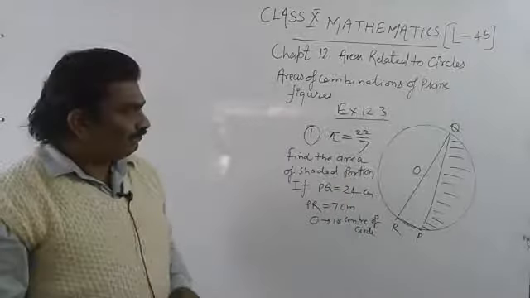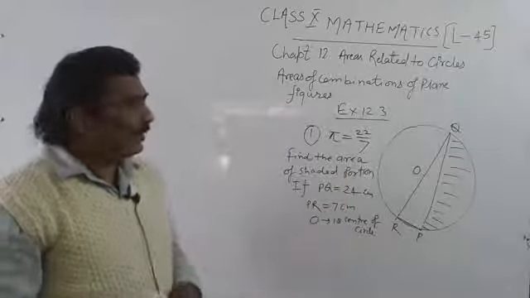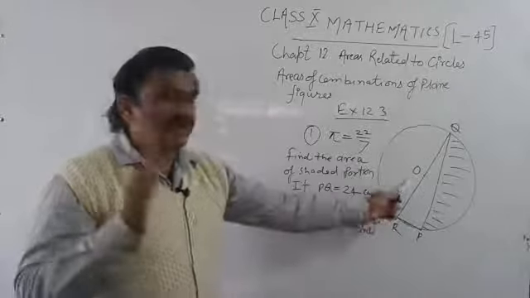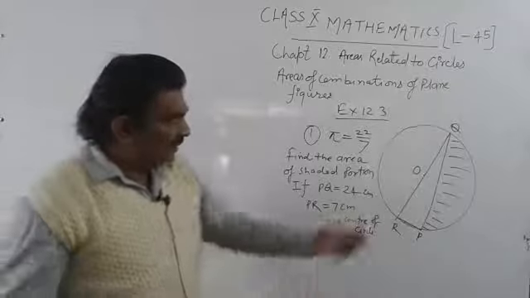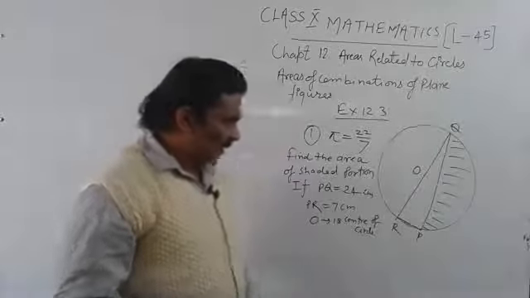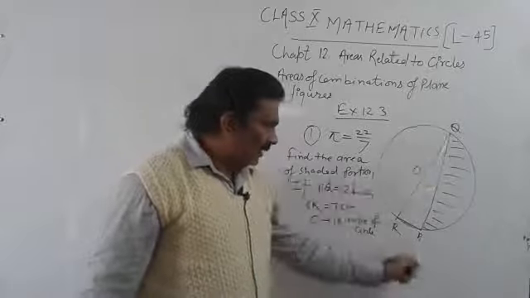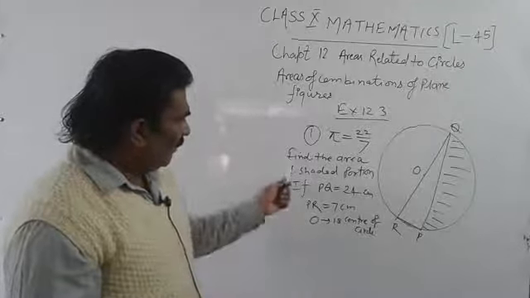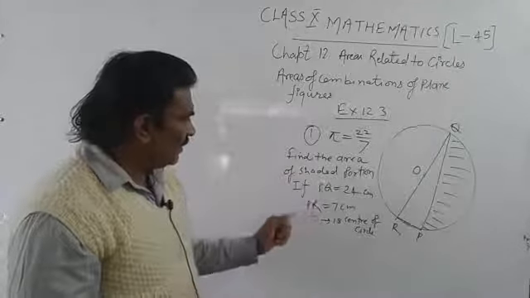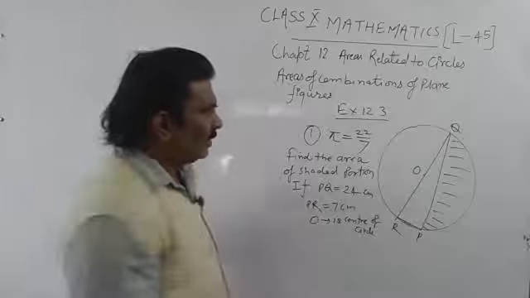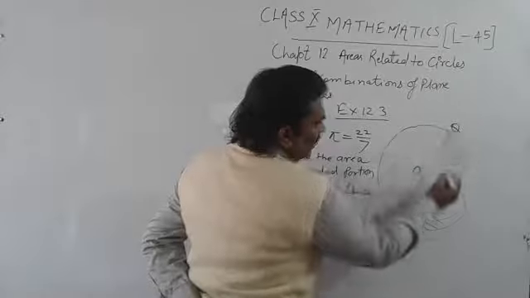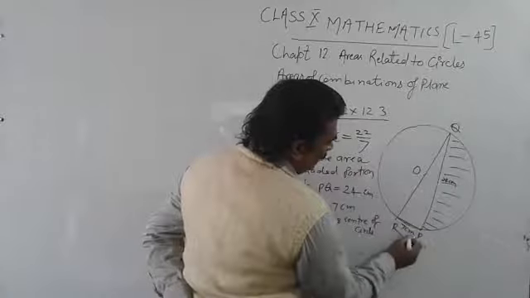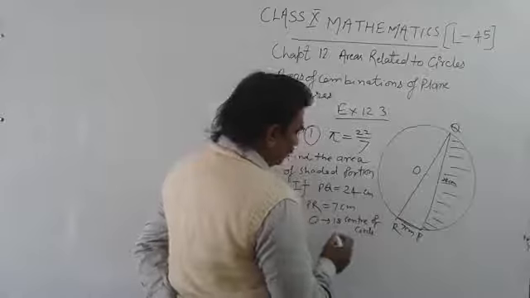So, students, give attention. Question first is here. We have a circle, where O is the center of the circle. No doubt QR is the diameter, and in this triangle QRP, RP and PQ are the other two sides. We have to find the area of the shaded portion if PQ is 24 centimeter. This line PQ is 24 centimeter and PR is 7 centimeter, and O is the center of the circle.